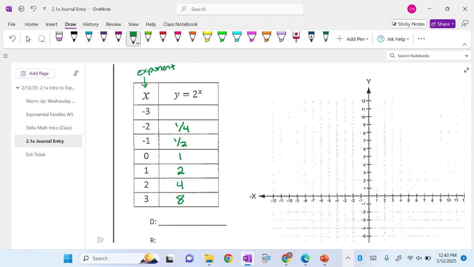Now, take a look at those negative exponents, so the negative x values. How do they compare to their positive counterparts? What happened? So the negative 2 and the negative 1. Negative 2, we had a y value of 1/4. Negative 1, we had a y value of 1/2. But on the positive side, 1 is 2, 2 is 4. What happened? Why do you think that is?